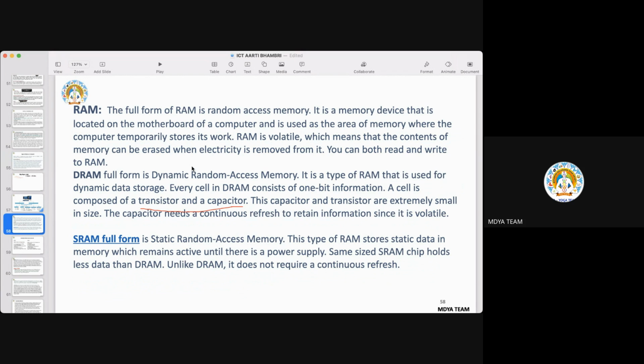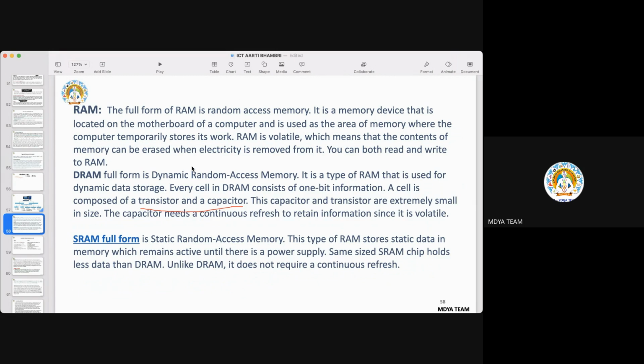This is the memory device that is located on the motherboard of the computer, close to the processor. All right, and it is used as an area of the memory where the computer stores the data temporarily, just for its work. So RAM is volatile. Volatile means when you switch off the computer, this memory will go. It is just temporary storage, which means that the content of the memory can be erased when electricity is removed from it. But you can both read and write to RAM.